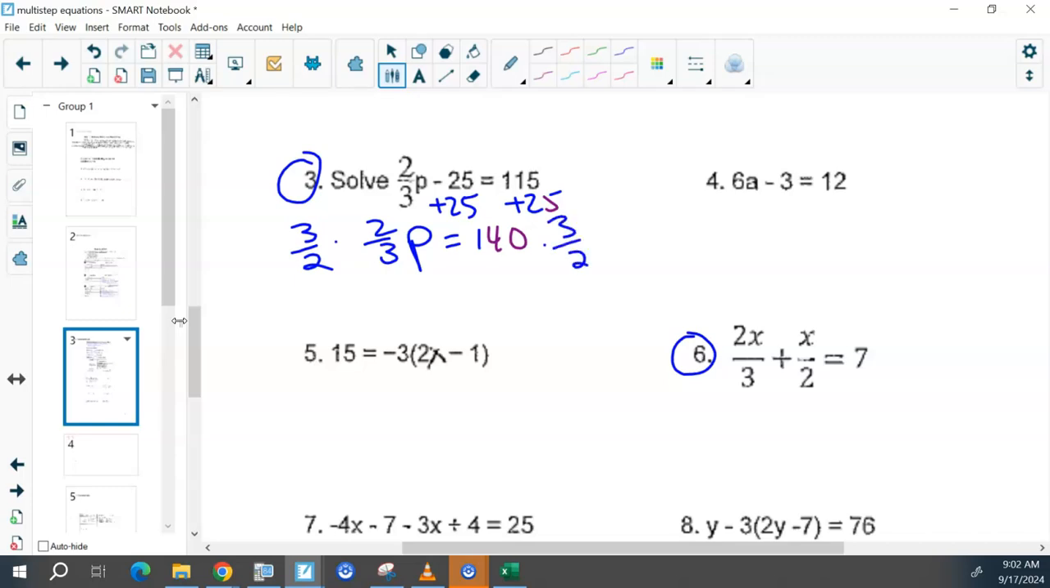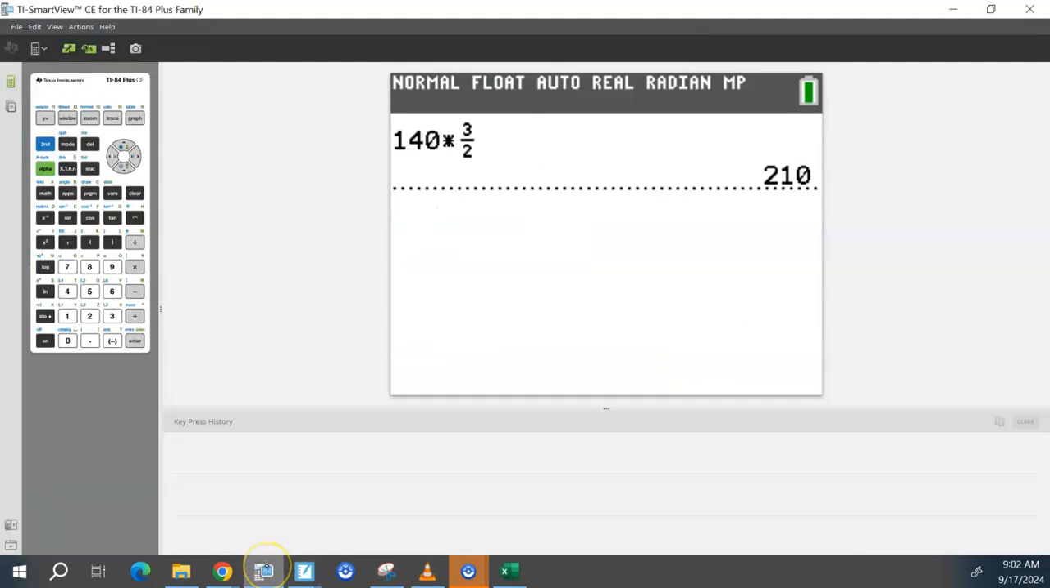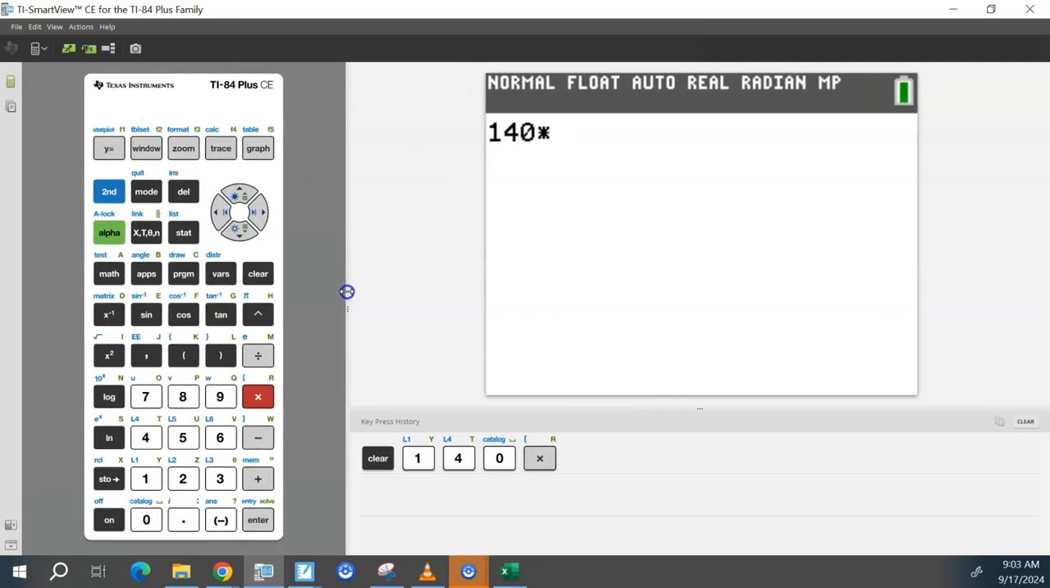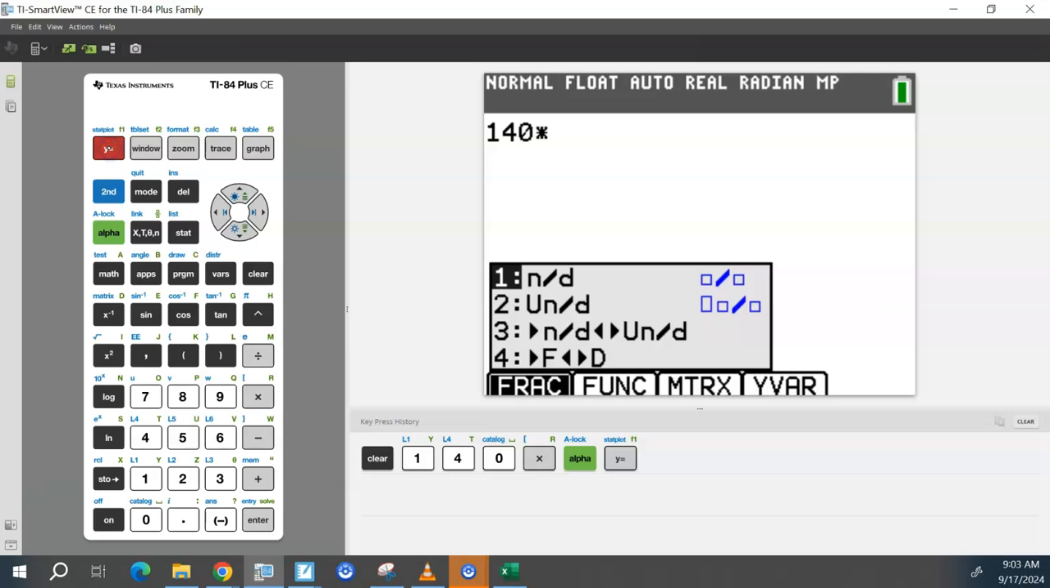Now, I'm going to show you how to put that in your calculator. Okay, so we're going to do 140 times, there we go. And then we're going to hit alpha, the green button, and then y equals at the top. You should get something that looks like this. You may not get the blue part, but you should get this menu. So alpha, y equals, you'll get this menu, and then you're going to hit 1 or hit enter.